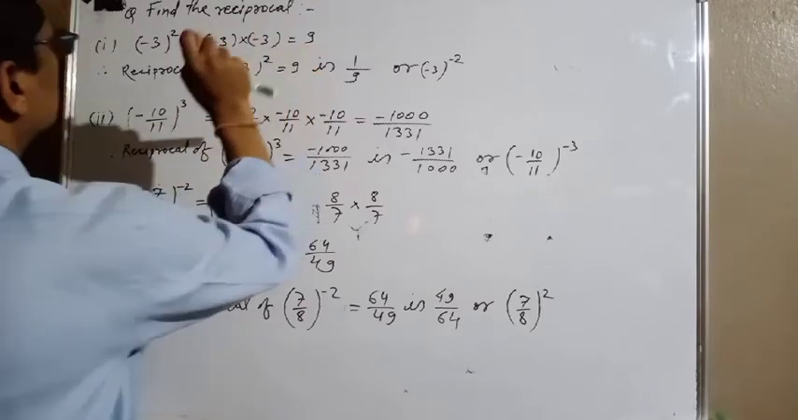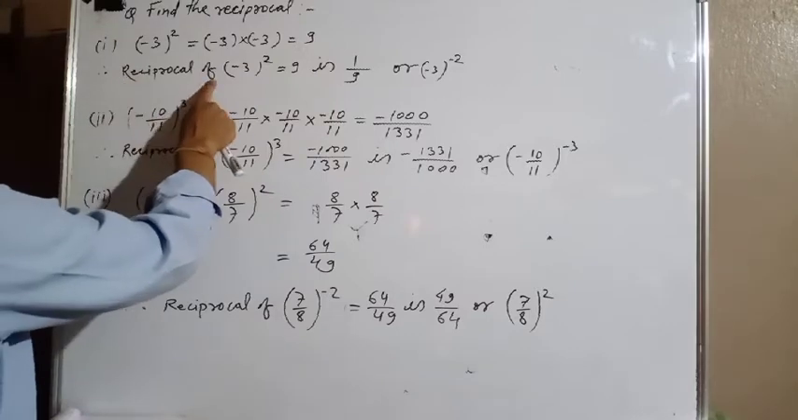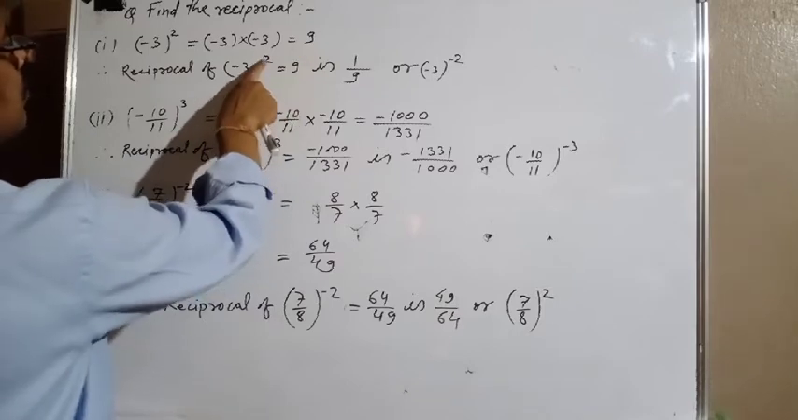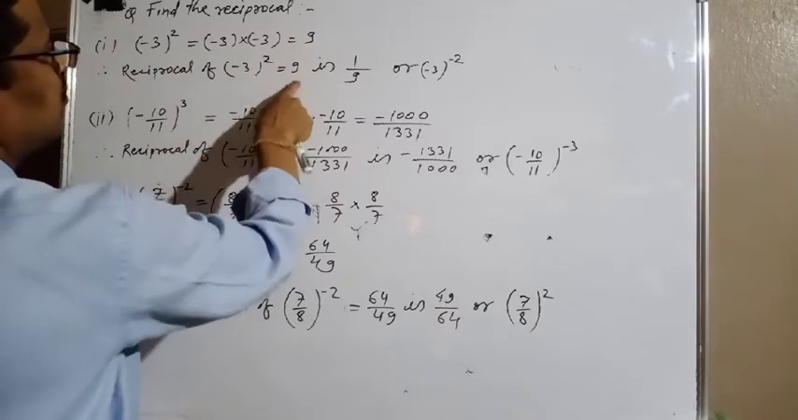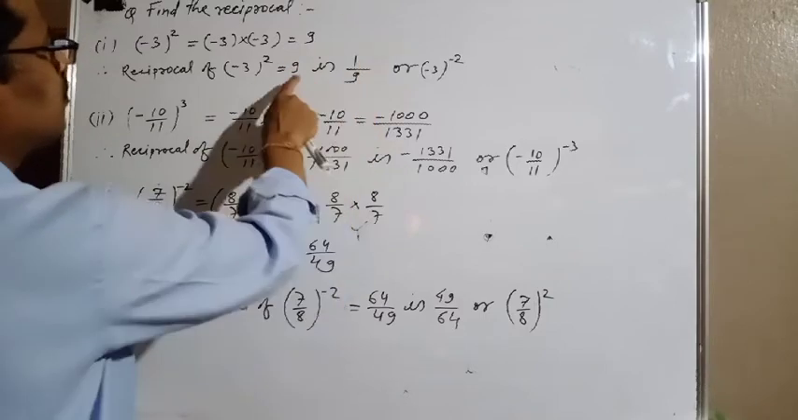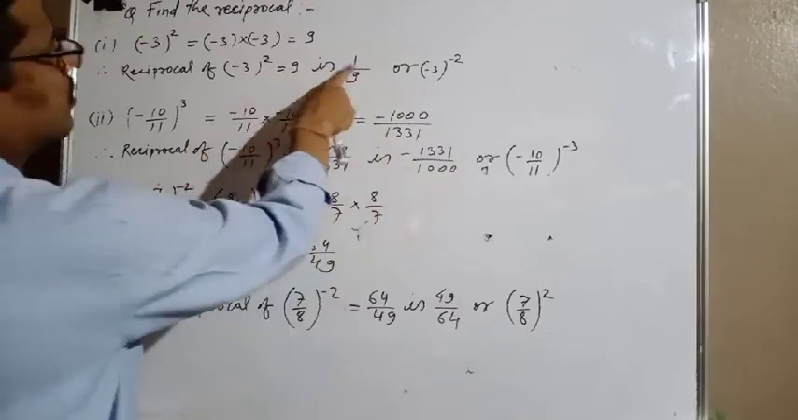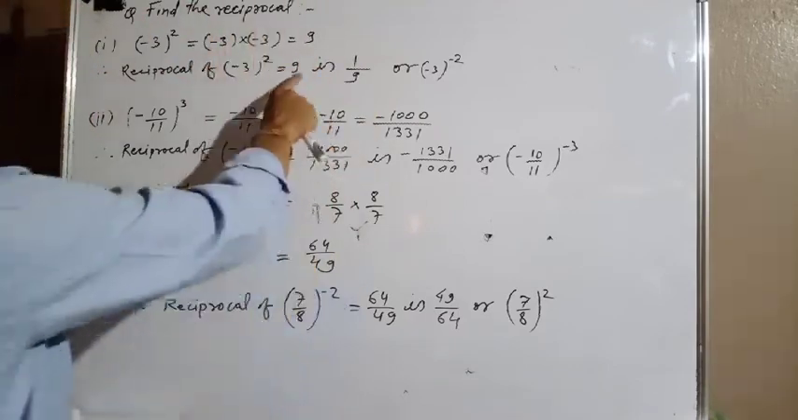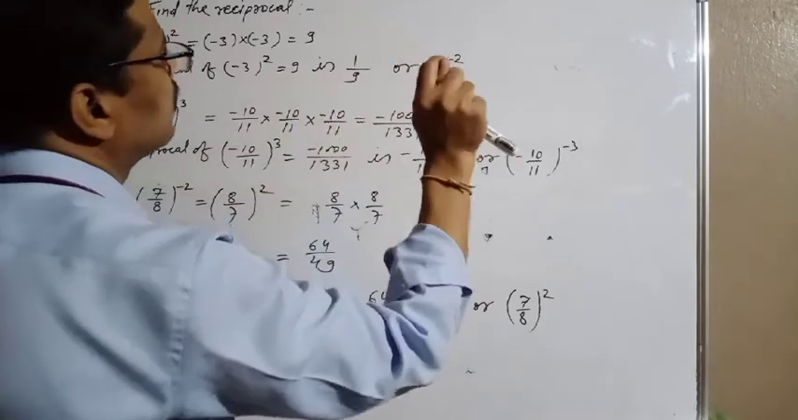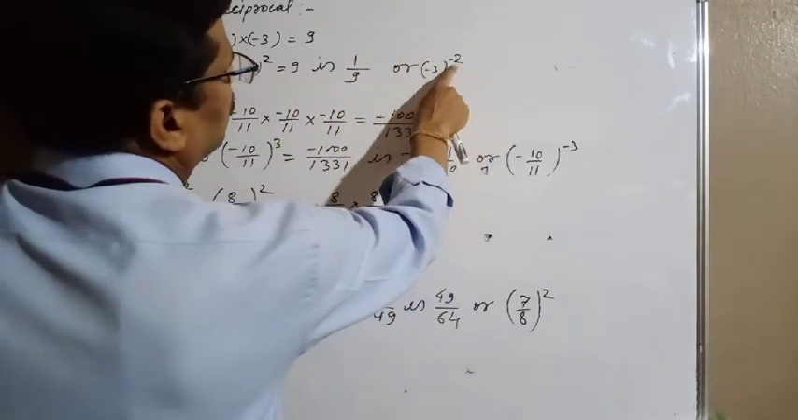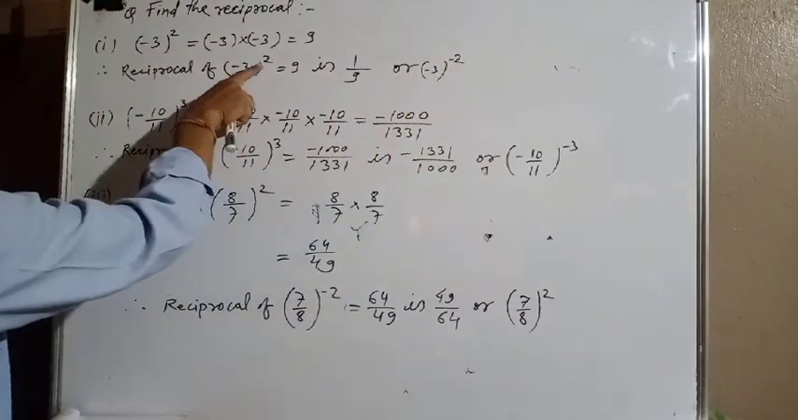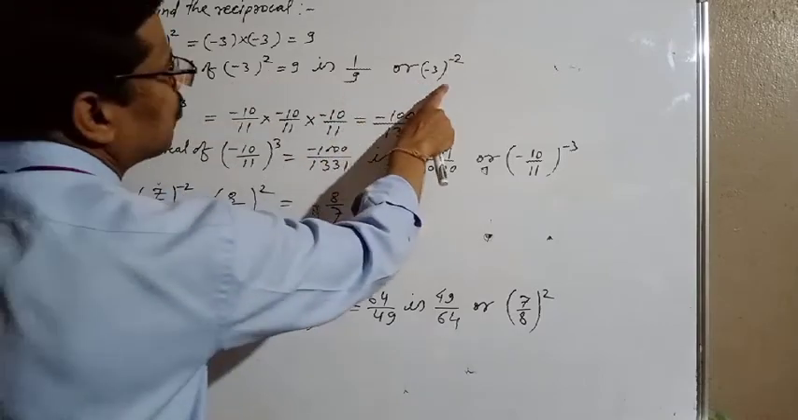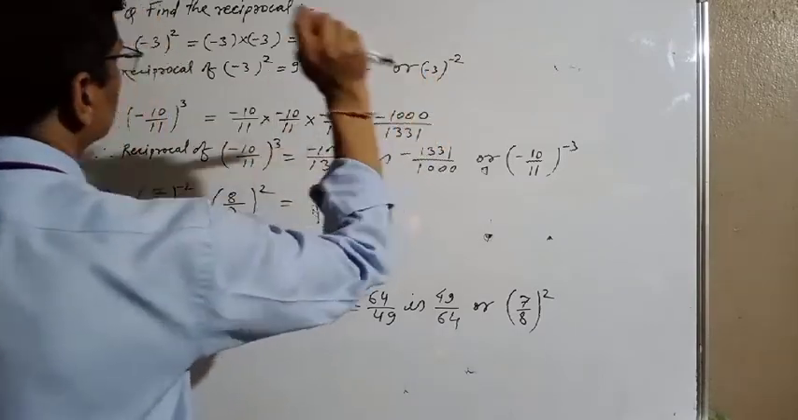So what do we get here? Plus 9. Here we can write the reciprocal of minus 3 power 2 is equal to... We have written here minus 3 power 2 is equal to 9. Now you can find the reciprocal of 9. We had already learned how to find the reciprocal. The reciprocal of 9 is 1 upon 9, because when you find their product you get 1. So it is 1 upon 9. Directly you can also write minus 3 power minus 2, because a positive power becomes a negative power. If you want to write it in exponential form, this is the way to get the answer.